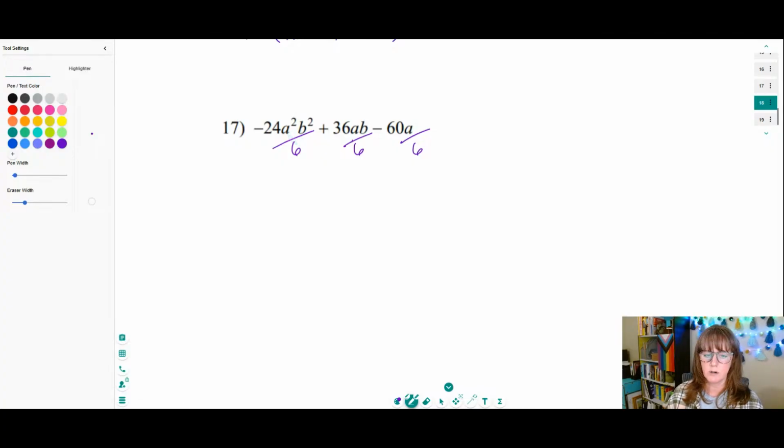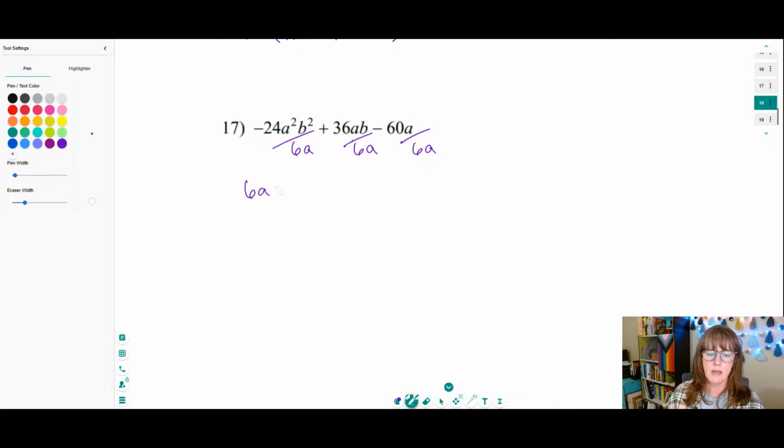So now let's take a look at our variables. We've got a squared, we've got a b squared, we've got a single a, we've got a single b, and we've got a single a, no b in this term. So that tells us that the most we can factor out as far as our variables are concerned is 1a, one simple a. All right, so let's see what we get.